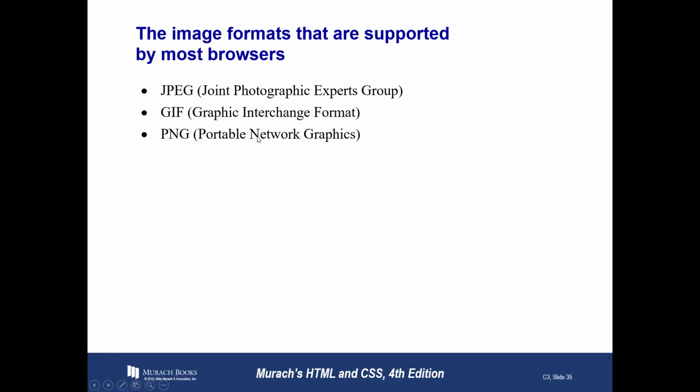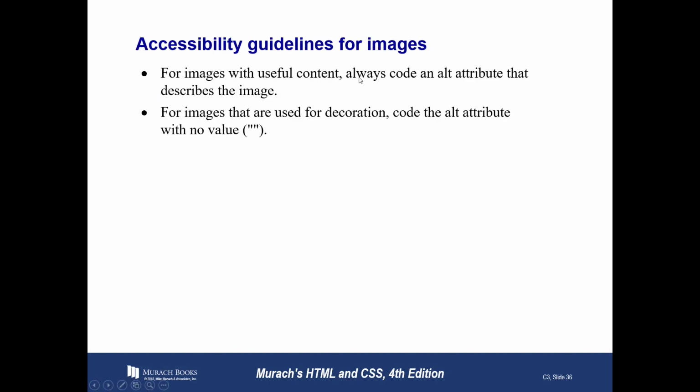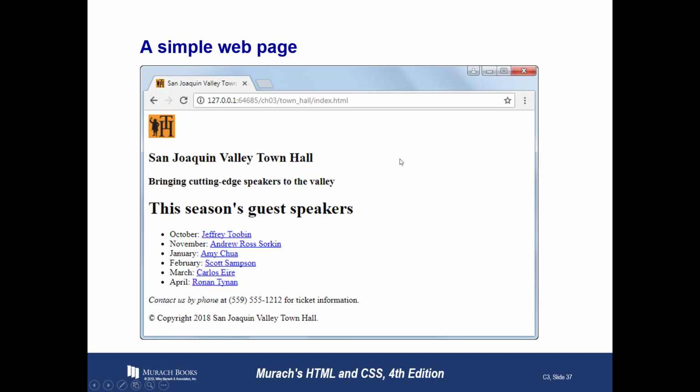There's an image example. Again, we will have a whole chapter where we talk about image formats. JPEGs are typically used for photographs. GIFs are typically used for very simple logos. And PNGs are kind of a combination of JPEG and GIFs. Again, always put an alt attribute in. If you have something that's just being used for decoration, maybe you've got a border around your screen or something, put in an alt attribute with no value in it.